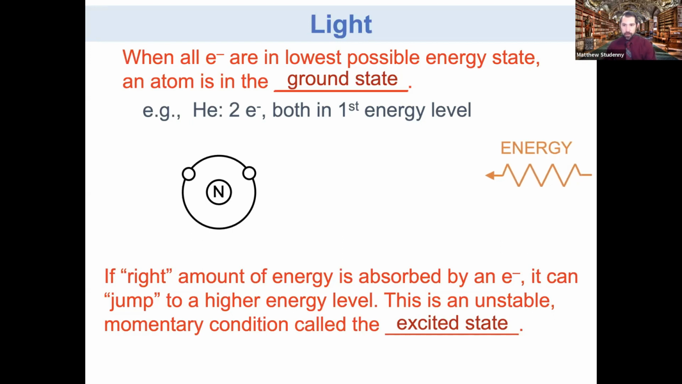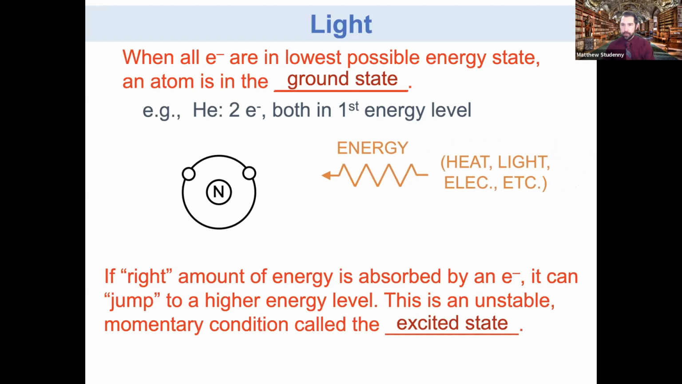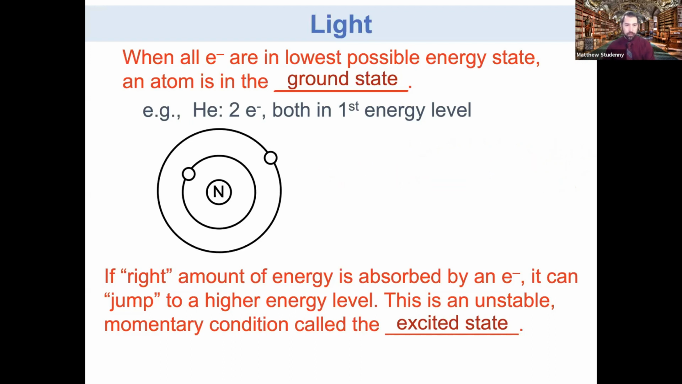You'll notice here, for energy, we're going to be using heat in our lab, but you could talk about light or electricity as a form of energy. You'll notice that when that electron absorbs that energy, it moves up. Again, it's unstable. It does not like being in that configuration with extra energy. But because it absorbed that right amount of energy, it moves up.